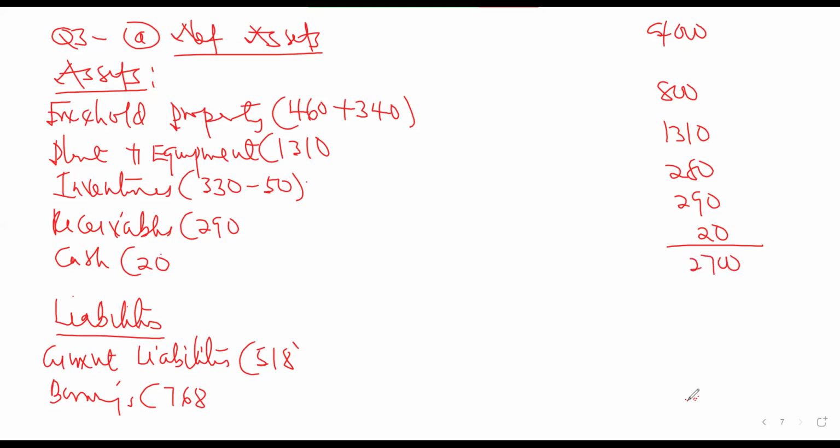Okay, so we have 518 here, 768 here. What will be our total? 1,286. Okay, so we have 1,286. So our value will now be 1441. Okay, so that is based on the net assets. We should be using this one.